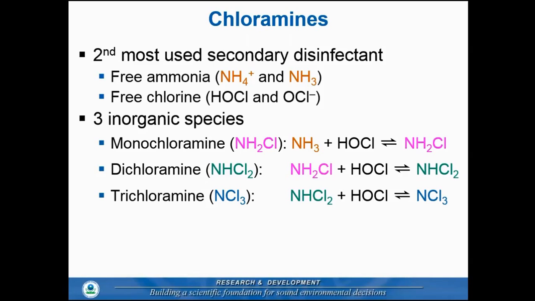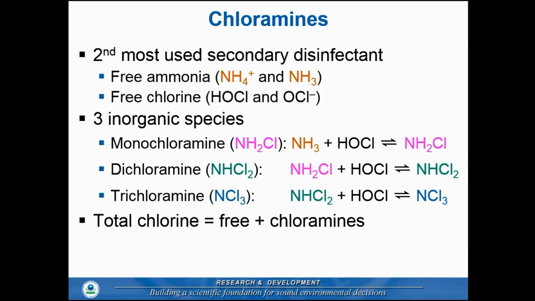In drinking water, we try to form monochloramine, and we control things to do that because they're not as odorous as di or trichloramine. And just a reminder as I go through this, total chlorine then is the sum of free chlorine and any chloramines in the water, but when we're talking about chloramine systems, we're pretty much talking about just chloramines. Those free chlorines can be very low.